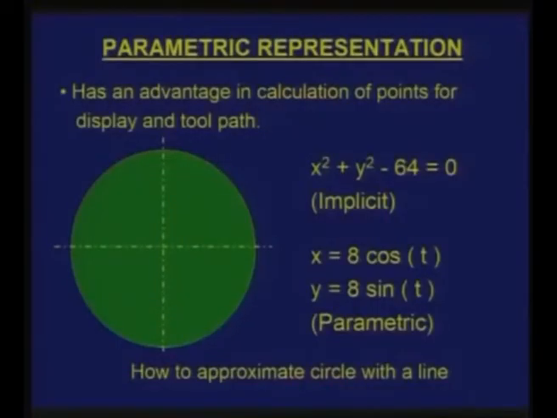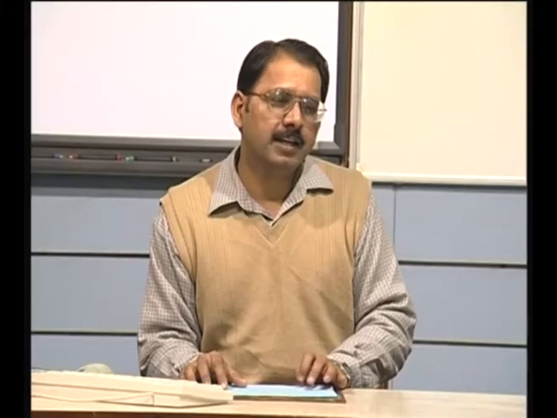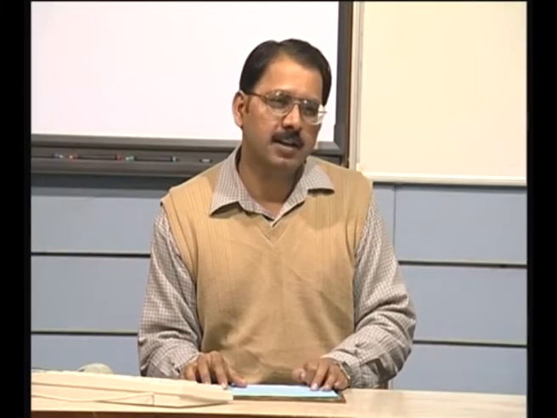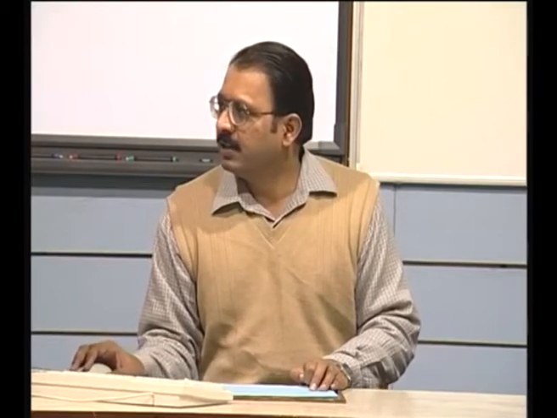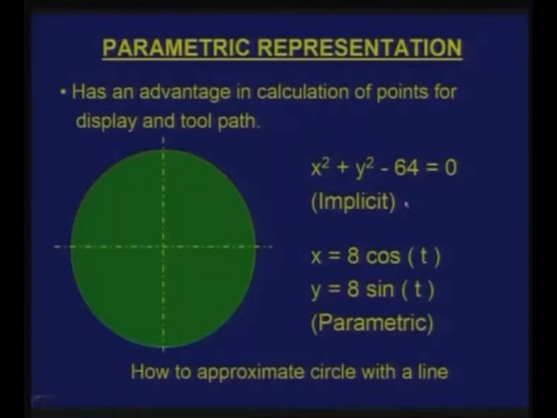Now, suppose I want to display this particular circle. In order to display it, I use a piecewise linear approximation by computing a number of points on this circle and joining them by straight lines. If I use a representation like this, how do I go about computing points on a circle?